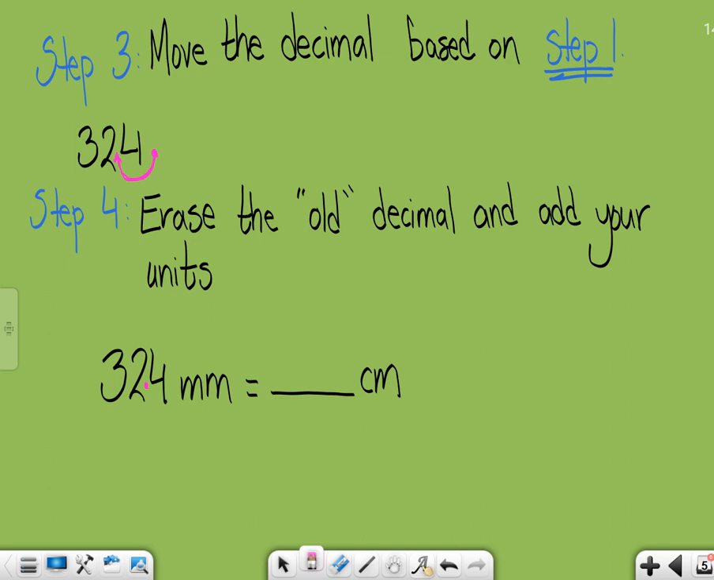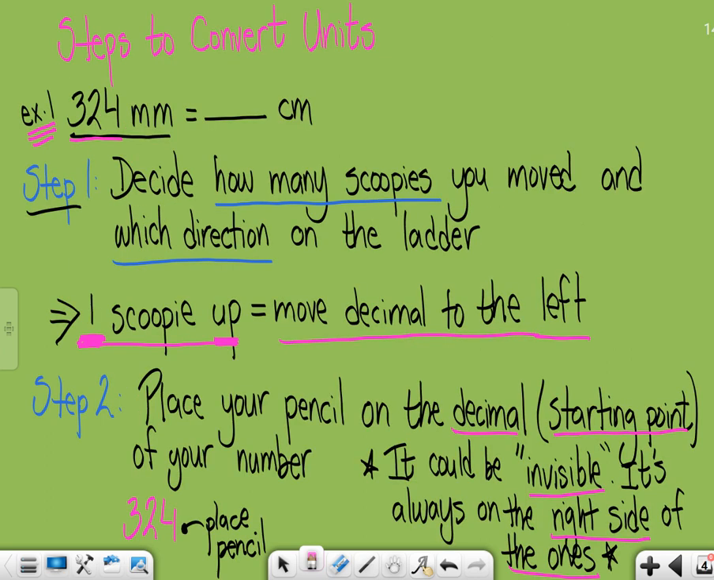So now your answer becomes 32.4. Do we see how we got that? And I'll put the decimal here. 324 decimal was here. We were trying to move it to the left, which makes my answer 32.4. So 324 millimeters is equal to 32.4 centimeters.